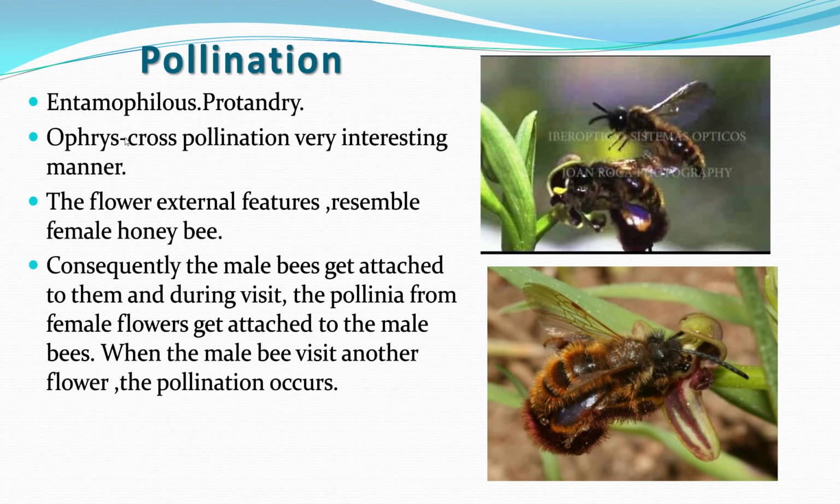What is pollination? In pollination, it is through insects, so it is called entomophilous. Protandrous flowers are present. Protandrous means the androecium develops first, and after that the gynoecium develops. That is called protandrous. So it favors cross pollination.